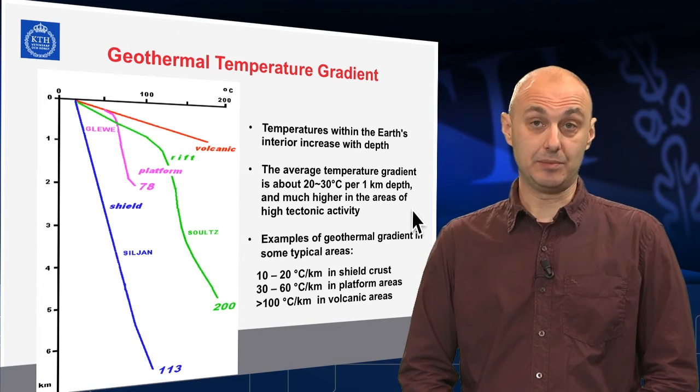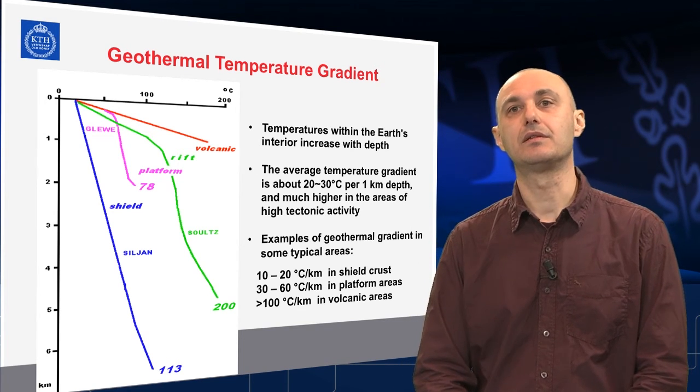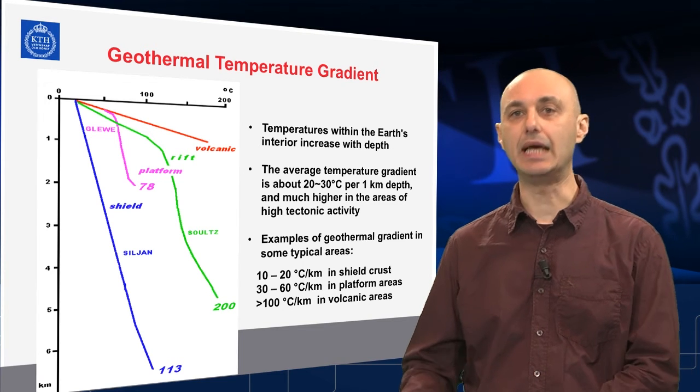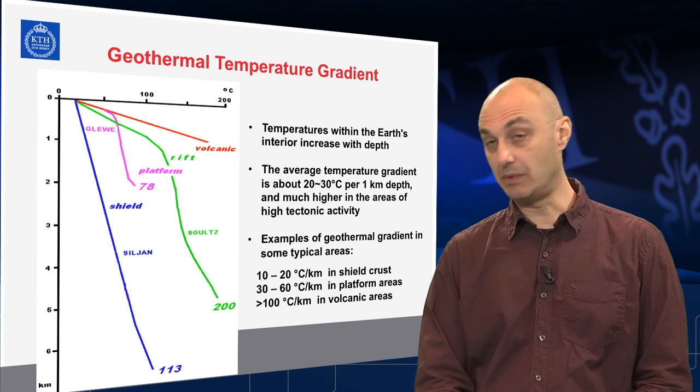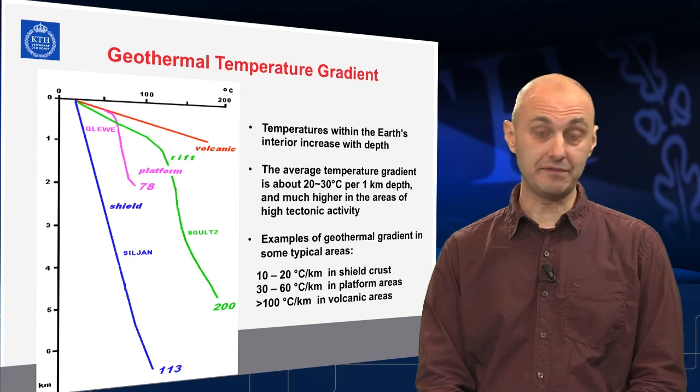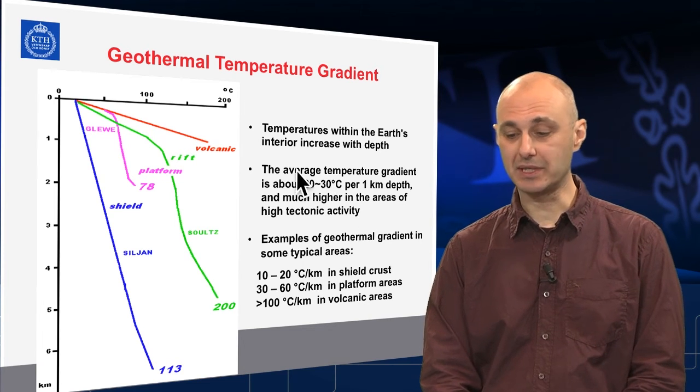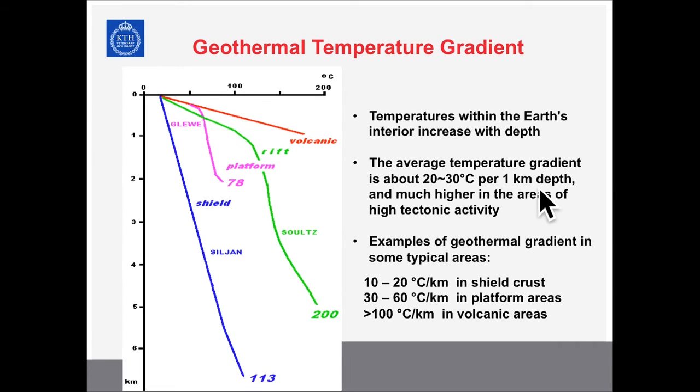In any place on the planet, if we start measuring the growth of temperature with depth, we can actually come up with different results. On a global average, this would be approximately 20-30 degrees Celsius per 1 kilometer of depth. It's not much.